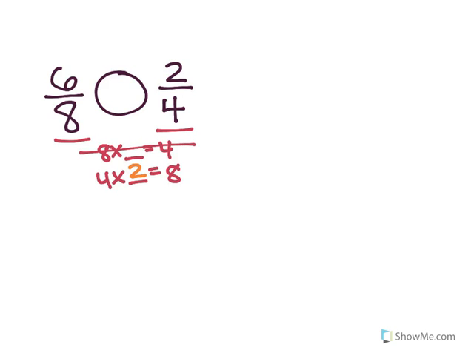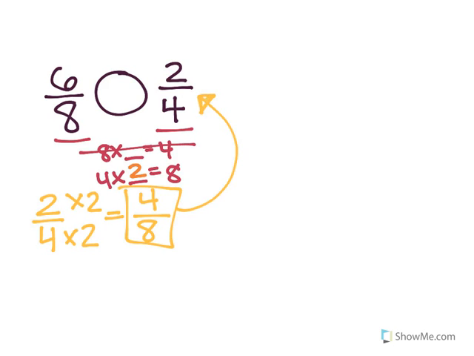The answer is no. I can go straight to strategy number 1 where I take 2/4 and I create an equivalent fraction that gives me the same denominator of 8. So since it was 4 times 2, I have to do times 2 on the top too. So 2 times 2 is 4. 4 times 2 is 8. So I now have my equivalent fraction that's the same as this 2/4. So I can do 6/8 compared to 4/8. And I can see 6/8 was bigger.